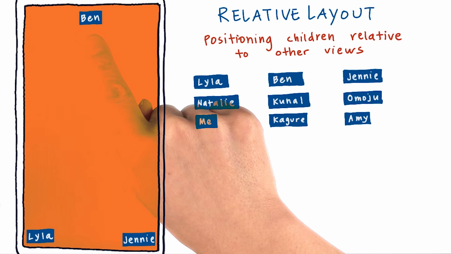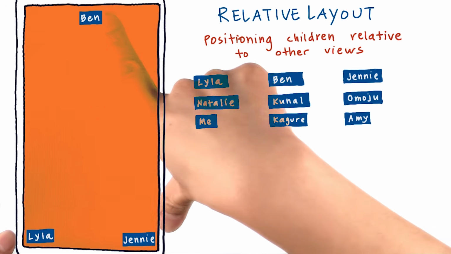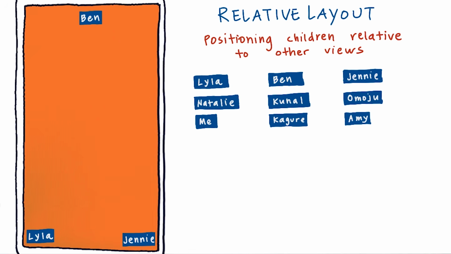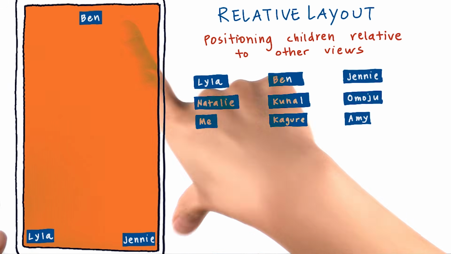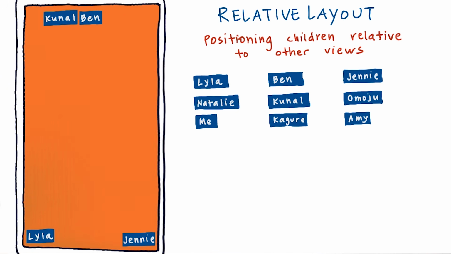So back to Ben. He's aligned to the top of the parent. We also want to center him horizontally. Informally, you might call these three views the anchor views, because everyone else is positioned relative to these people, and these people won't move regardless of where everyone else is sitting. So let's add another person. We have Kunal here, who's located to the left of Ben. But how do we express that in XML? Well, there's no specific attribute that says that a view should be to the left of a view named Ben.